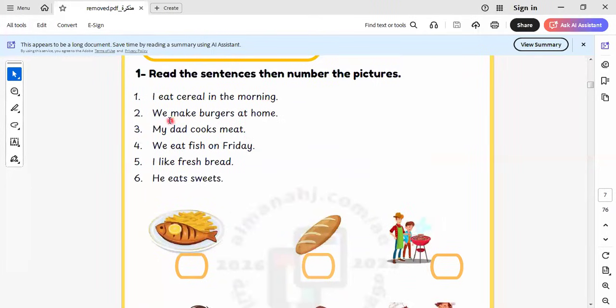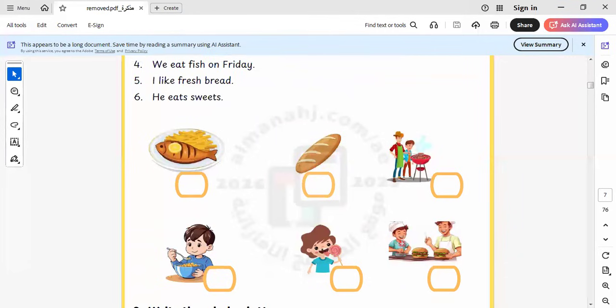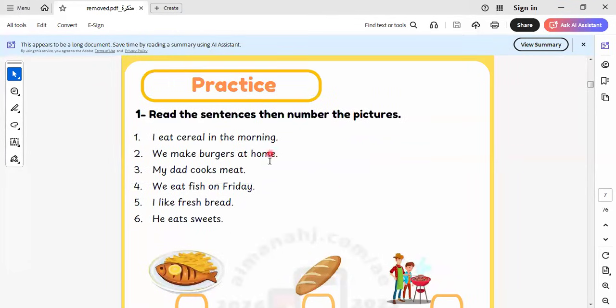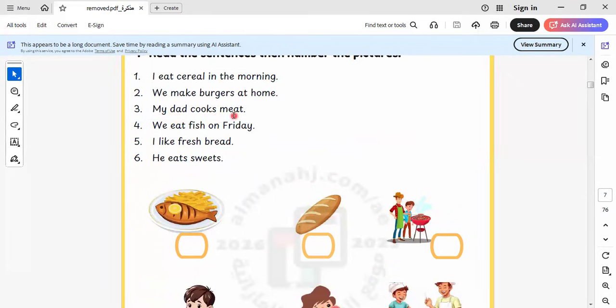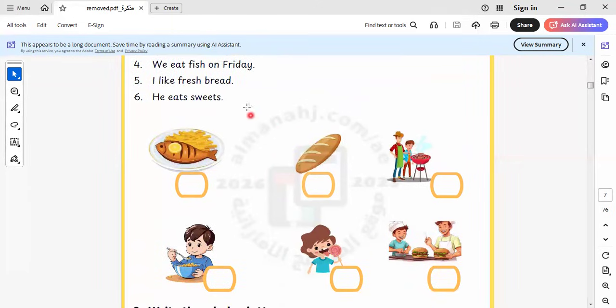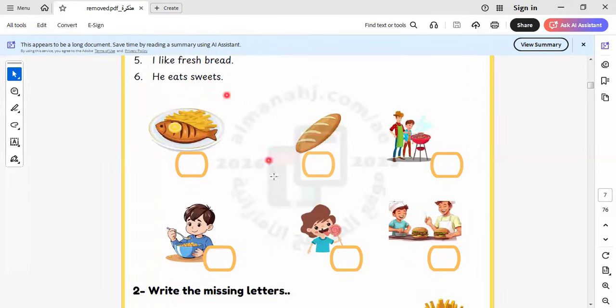The next one, we make burgers at home. This one. So I select this one by this one. This one by this one. My dad cooks meat. This one by this one. We eat fish on Fridays. Here is fish. I like fresh bread. This is fresh bread. He eats sweets. Which one eats sweets? This one by this one.